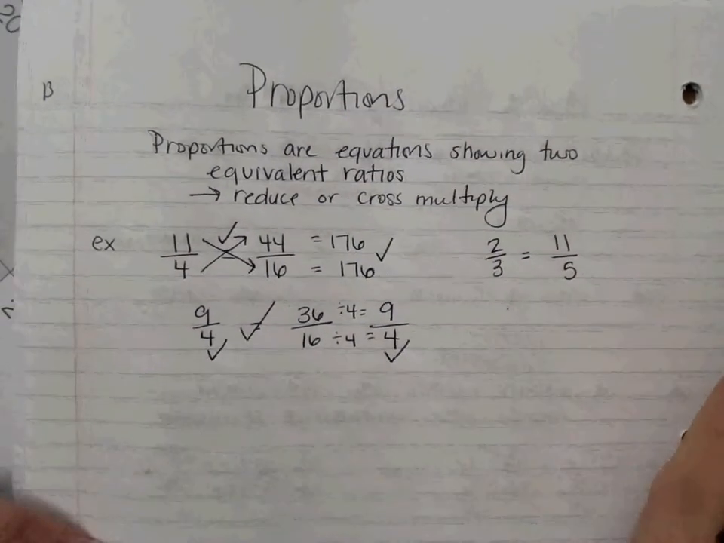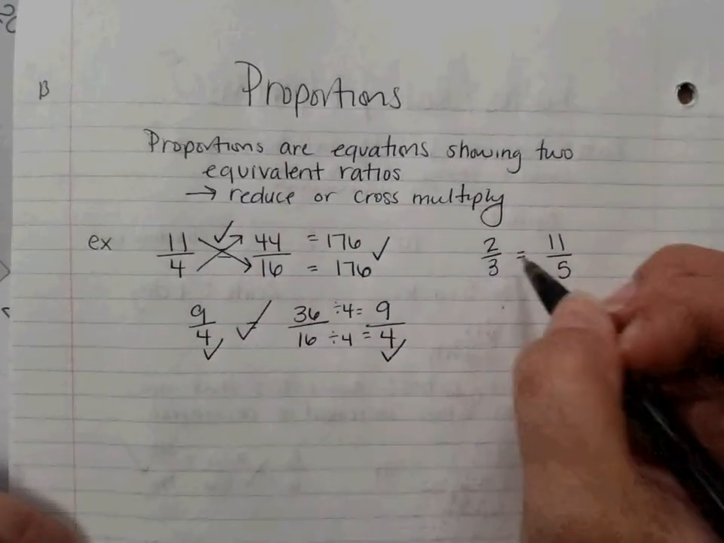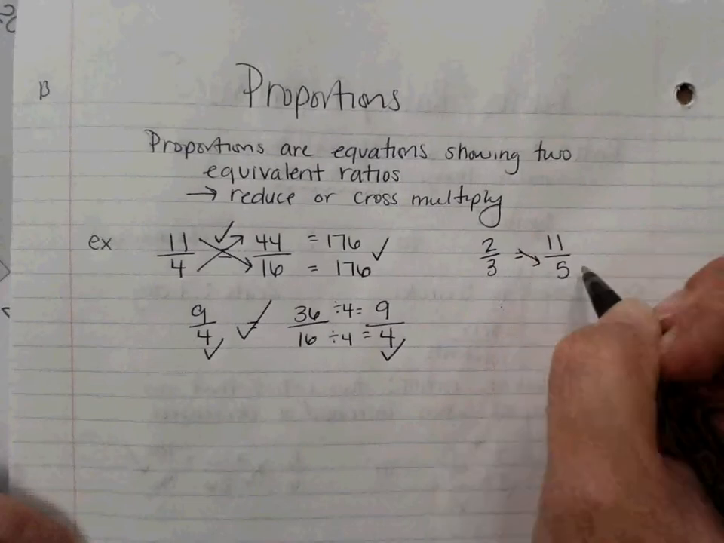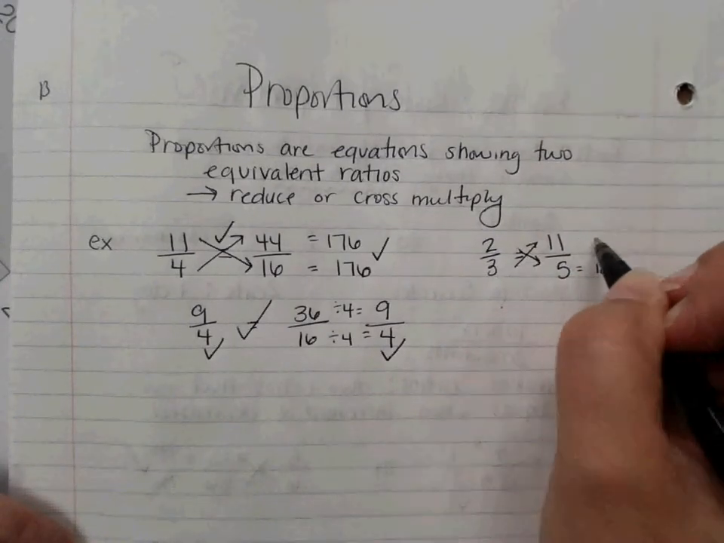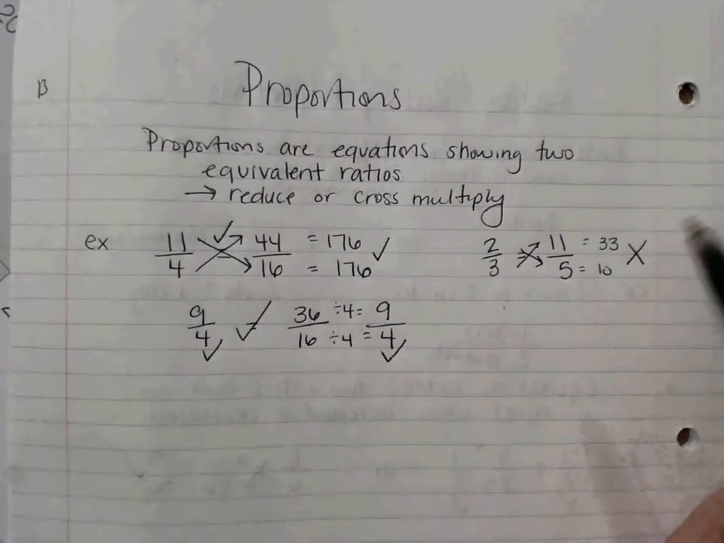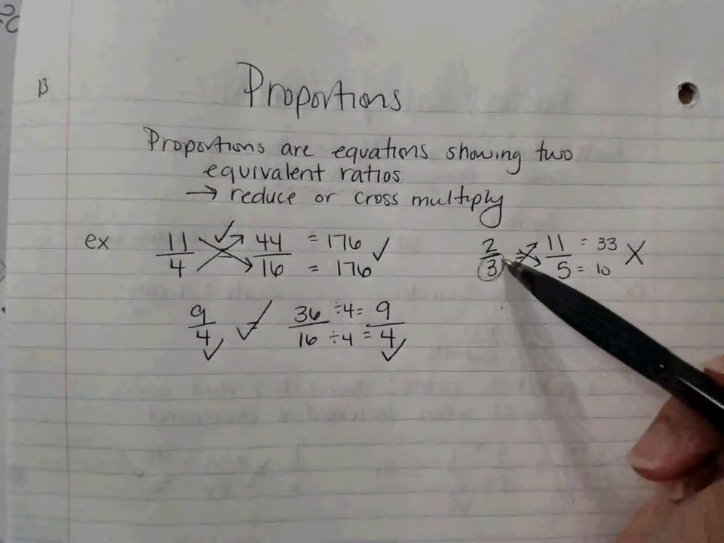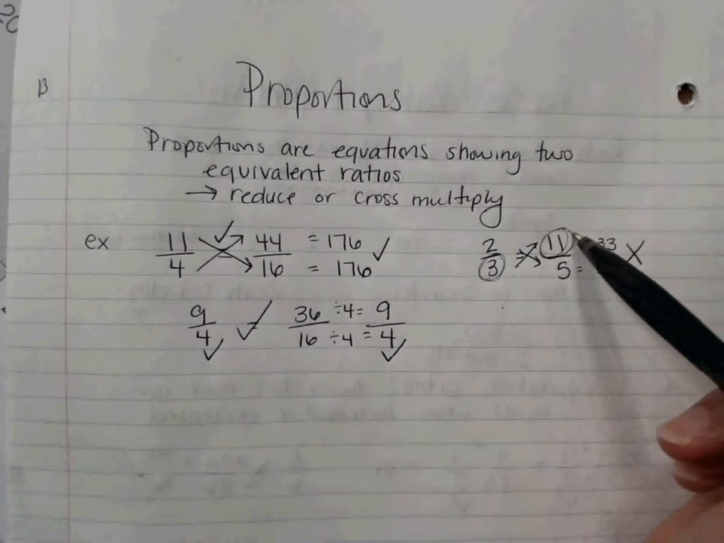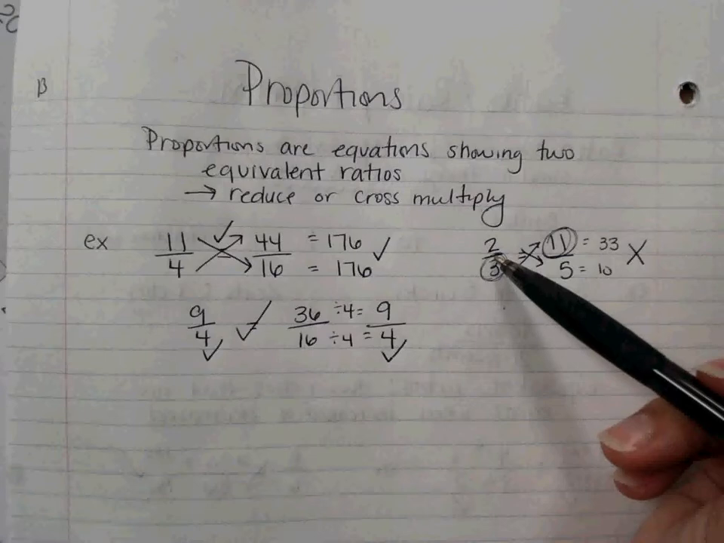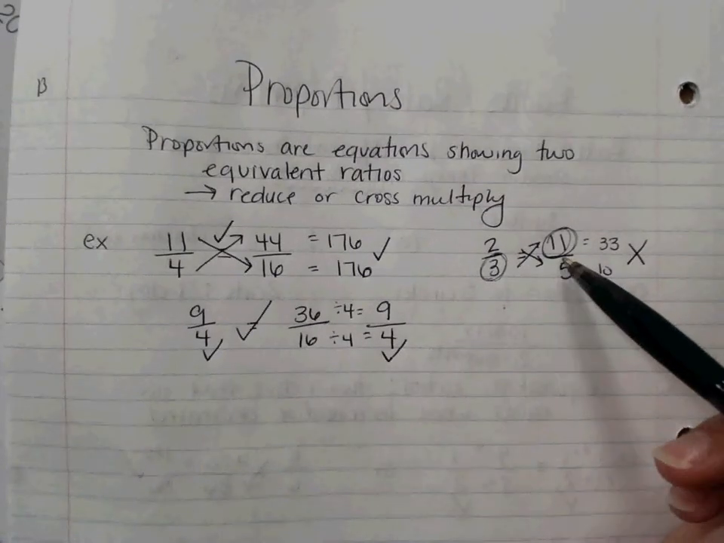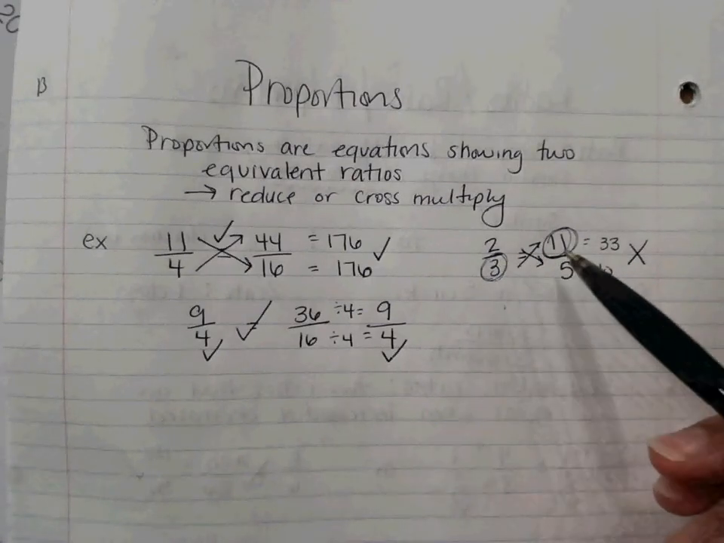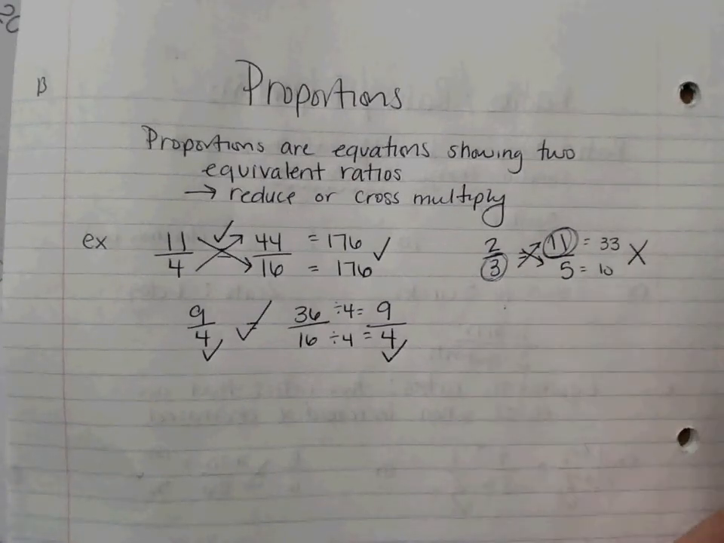Two ways to tell this is not proportional. First off, 2 times 5 is 10, and 3 times 11 is 33. So if you were to look at it that way, those numbers are not equal, it's not equivalent. But also look, our large number is on the bottom here, but our large number is on the top over here. This is an improper fraction, and this is a small fraction. Fractions make decimals, improper fractions make whole numbers. There's no way a decimal and a whole number can end up working out to be the same.